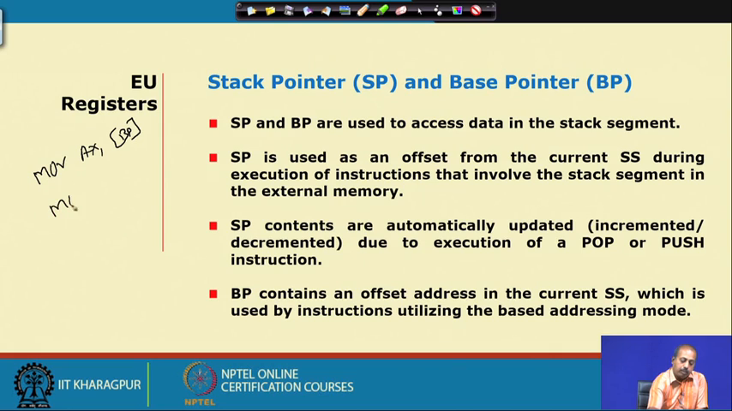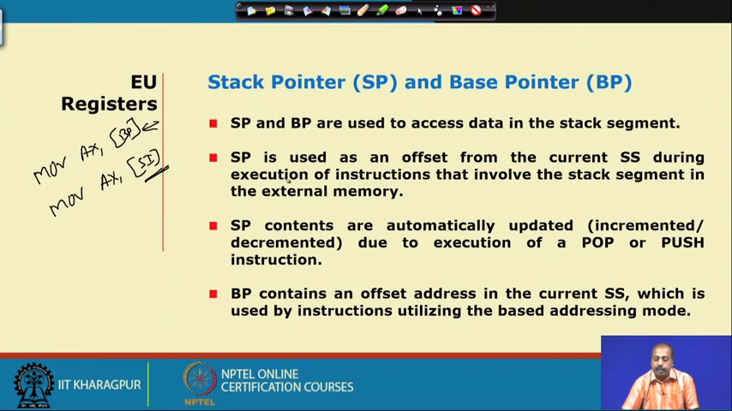Whereas, if you look into the instruction move ax comma within bracket si, then it will be using the ds register as the segment register. So, it will be using the data segment. Whereas, if you are writing like this, in this case the segment register will be the stack segment. So, this SP and BP are used for accessing the stack segment.